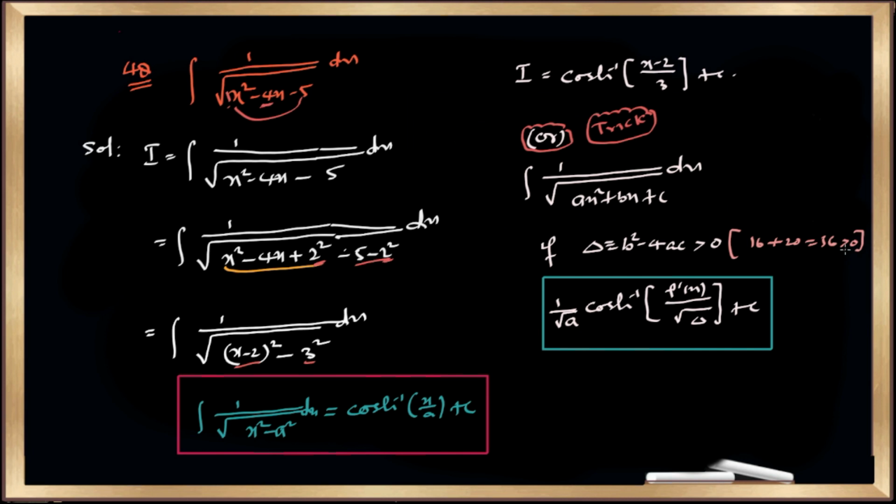If delta is greater than 0, then its answer is 1 by root a cosh inverse of f dash x by under root delta. What about f dash x?